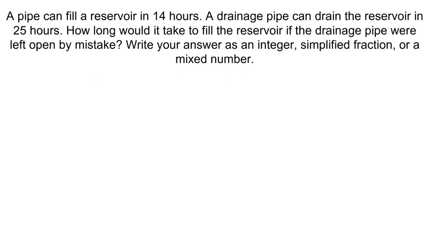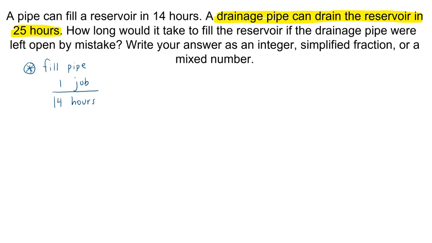This example says a pipe can fill a reservoir in 14 hours. Let's stop right there. How can we represent the amount of work that that pipe does? That pipe can complete one job in 14 hours. The next sentence says a drainage pipe can drain the reservoir in 25 hours.